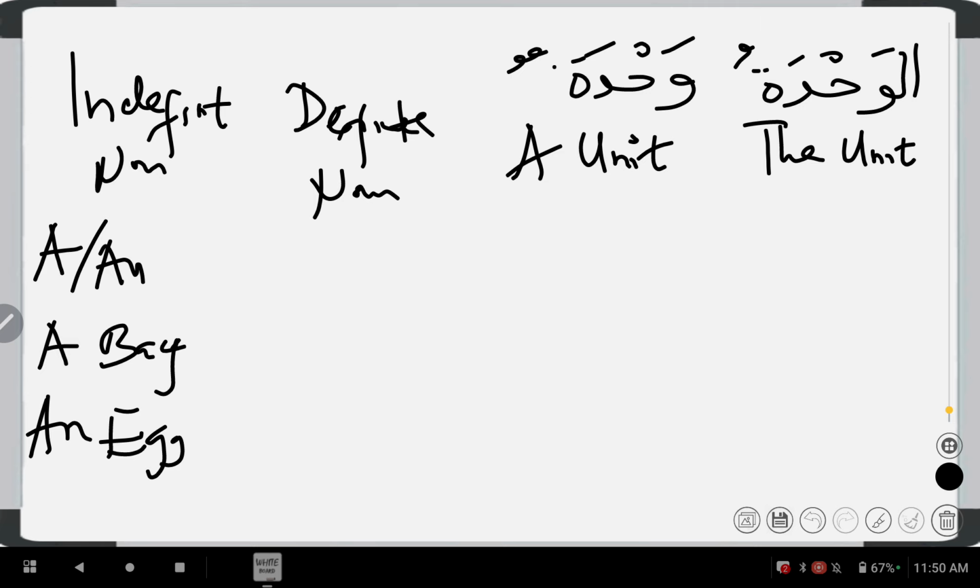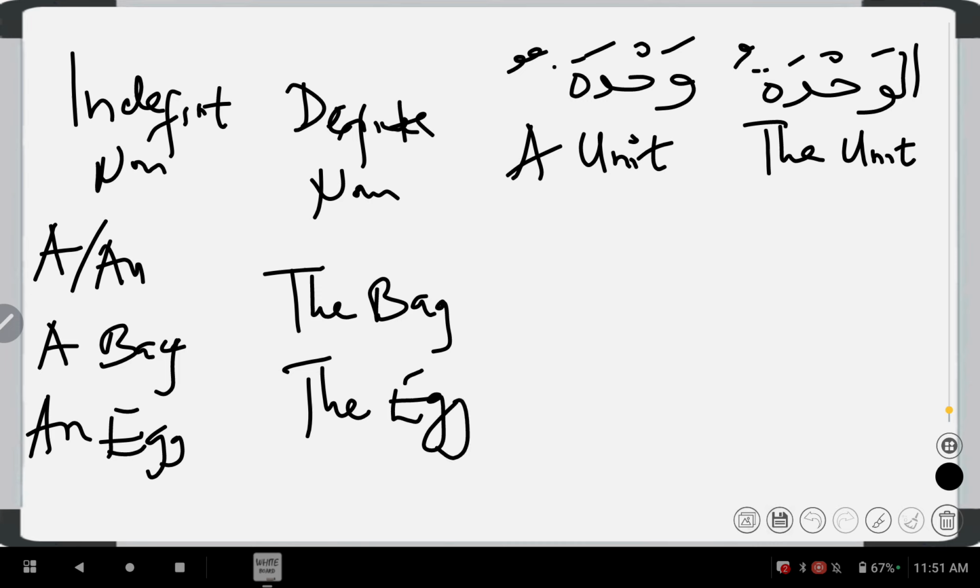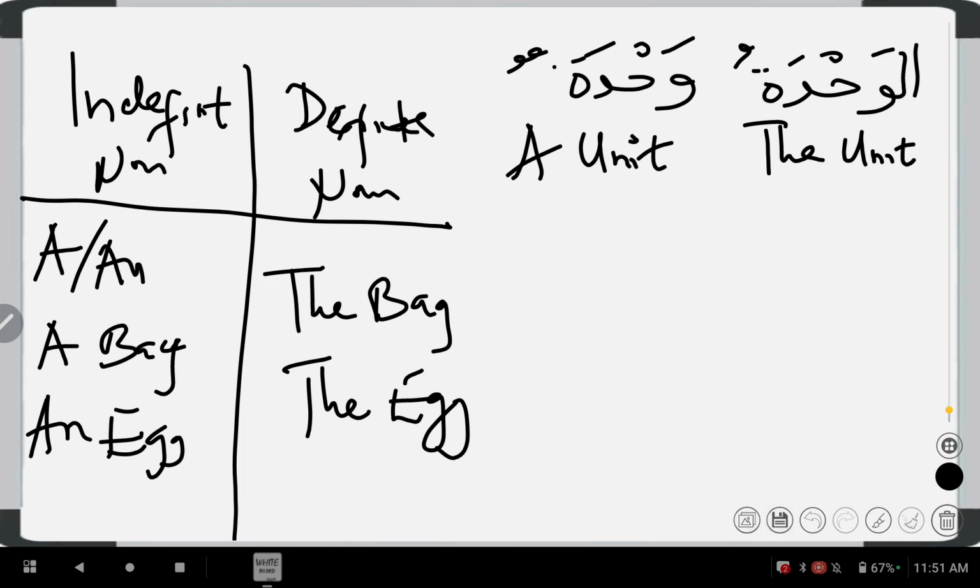A bag or an egg. In English, for a definite noun we say the bag, the egg. All right, so this is how to represent definite and indefinite in the English language. What about in the Arabic language?